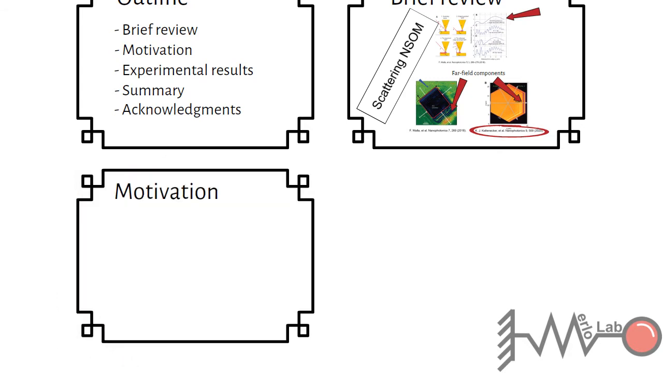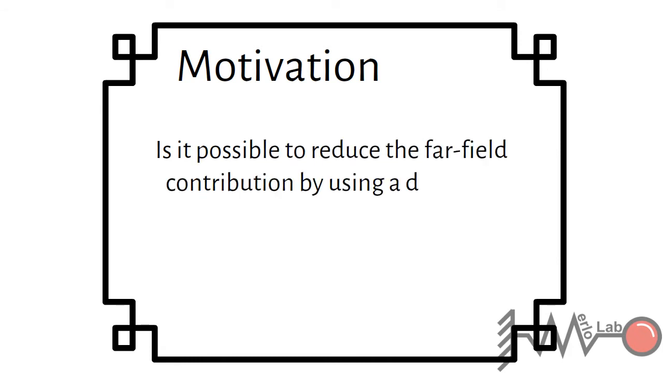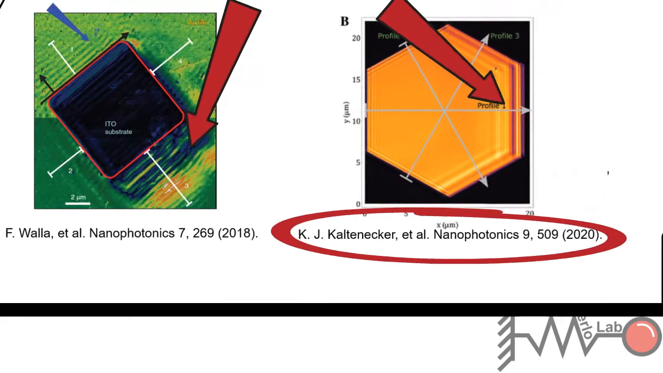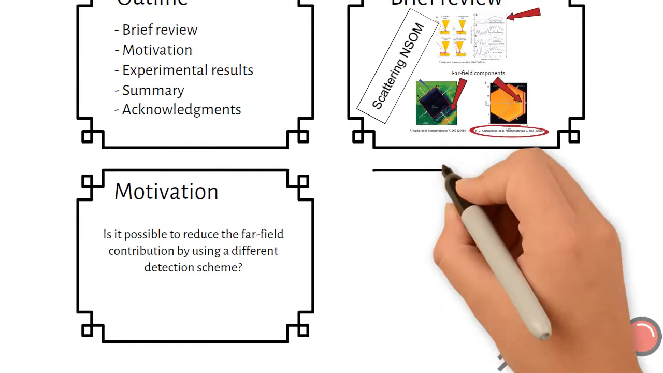In order to reduce the far-field contribution, it is necessary to use a different detection scheme. As such, in the present work, the asymmetric generation and detection of surface plasmon polaritons is explored using apertured probes to determine if the contribution of the far-field components can be reduced significantly in the detection. In this work, a scheme similar to the previously mentioned work was used, for comparison purposes.